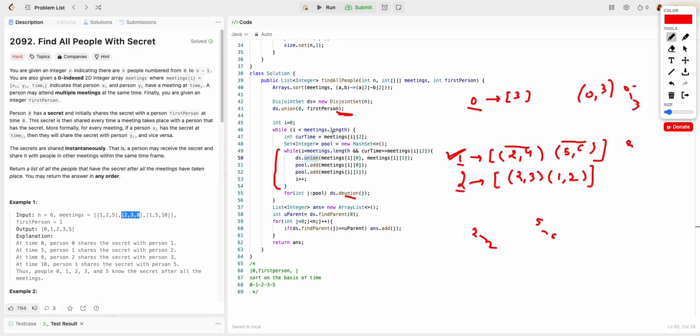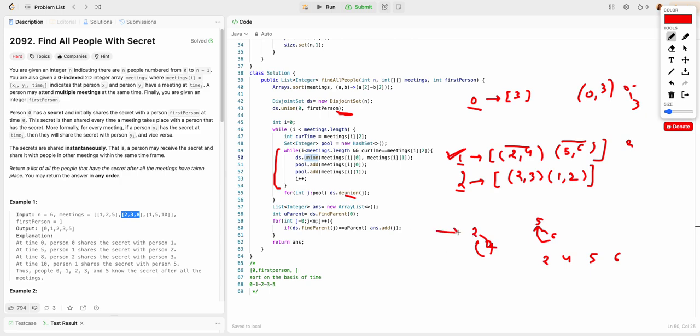So what does the de-union mean? Making the parent back to itself. So this is 4, right? So that means making them back to themselves. So 2 will point to itself, 4 will now point to itself, 5 will now point to itself, 6 will now point to itself. 4 will no longer be pointing to 2, 6 will no longer be pointing to 5.